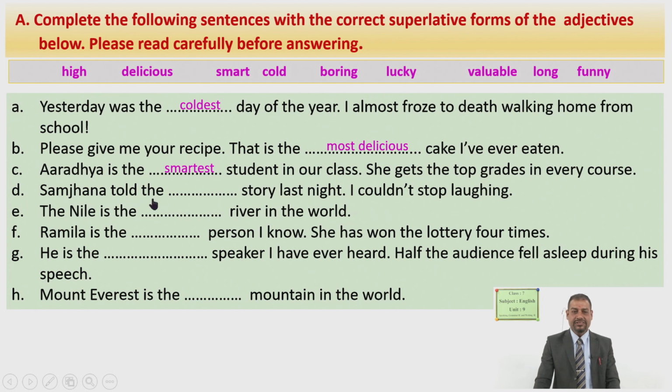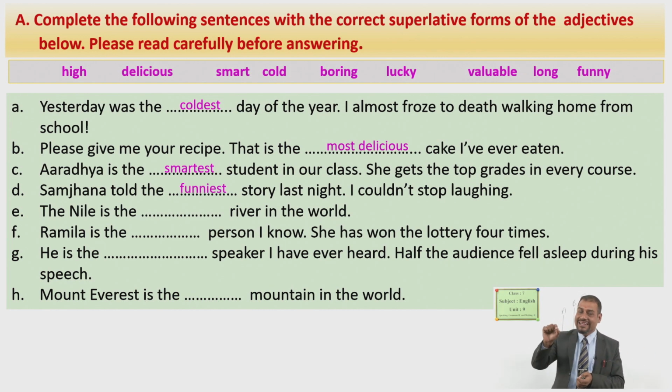D. Samjana told the. Now, what can be the correct adjective here? Story last night. I could not stop laughing. Wow. The correct adjective for this blank is funny. And what is the superlative form of funny? Funniest or most funny? What do you write there? Funny, 2 syllables, no? That's why you can add there est. Y is changed into I and we have to add there est. Funniest. Funniest story.